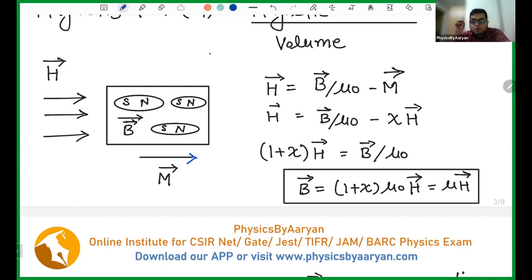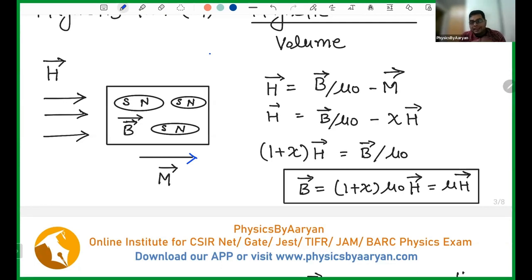Magnetic moment has been produced, or magnetization has been produced. So this is my M. Magnetization is always from south to north. Always remember, it is always from south to north, because dipole moment is from south to north. So this is my situation.